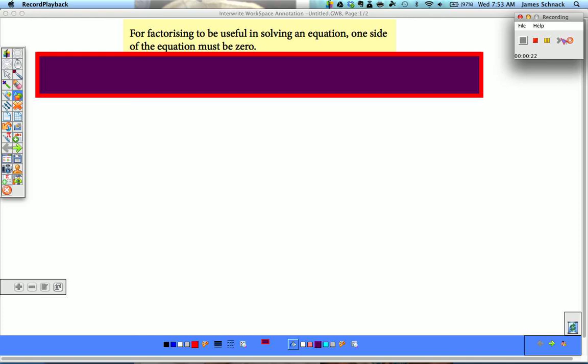It's got to equal 0. If I'm going to factor and have it be useful to me in solving, it's got to be 0. I know that, Mr. Schnack. No big deal. I can do that. Well, okay, great. How about if we look at this equation?